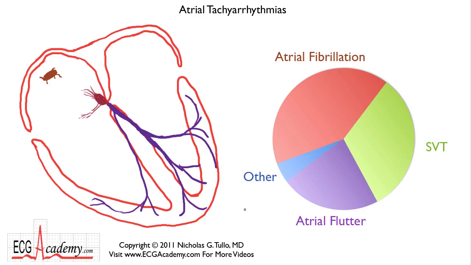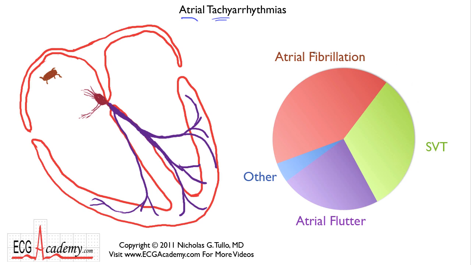Hey, this is Dr. Nick with the ECG Academy, and we're going to start a new section on atrial tachyarrhythmias. That means fast heartbeats coming from the top chambers. That's all that means. Atrial referring to the top chambers, tachy meaning fast. Now, there's a whole bunch of different kinds of atrial tachyarrhythmias, and the videos in this section are going to discuss each and every one of those and try to put things into perspective.